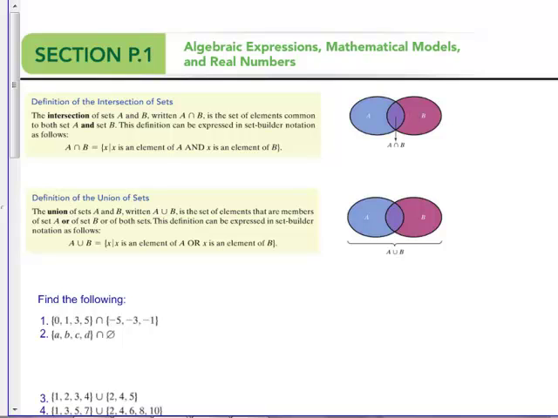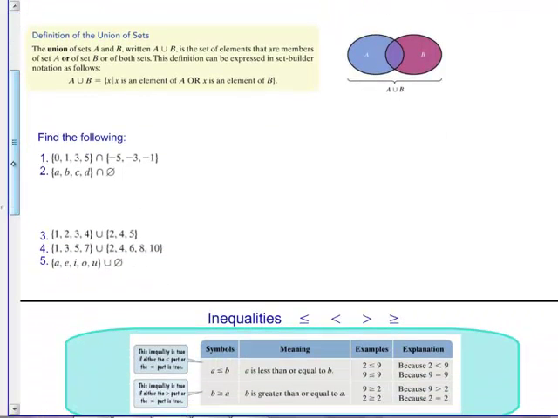So whenever we're applying that to sets, the upside down U is intersection, and the right side up one is union. So the one that looks like a U is union. The one that does not look like a U is intersection.